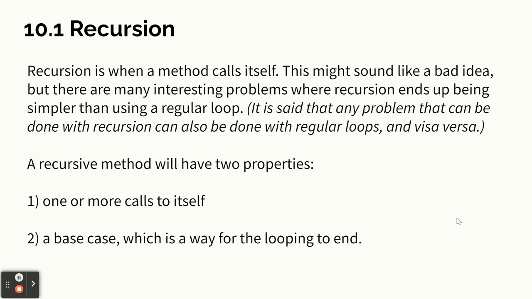It's not like the only way you can do these things, but here's the deal. It's recursion if a method has one or more calls to itself, and then it also needs to have a base case. That's something that lets it quit looping forever.